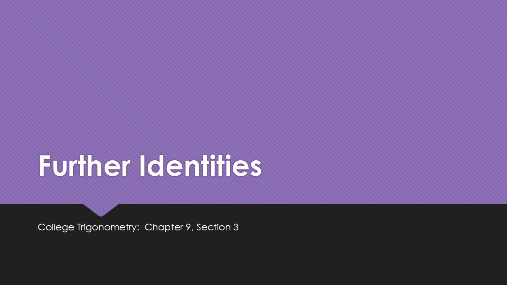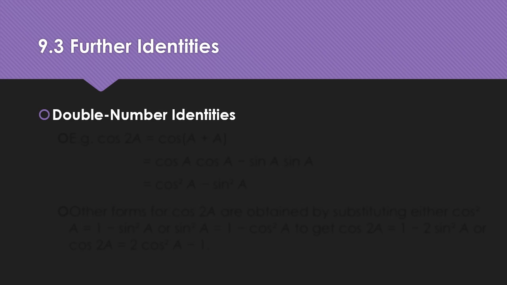College Trigonometry, Chapter 9, Section 3, Further Identities. And we're just going to go through some more identities that we're going to be using. Now, again, we're not really going to be verifying identities. We're going to be doing more application type things. The first identities we have are double number identities.